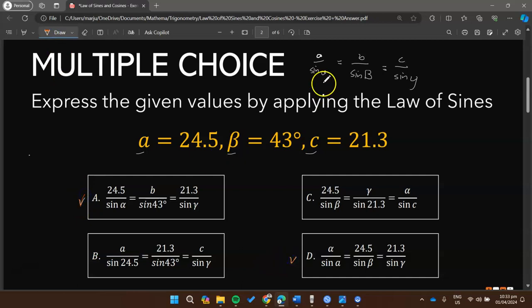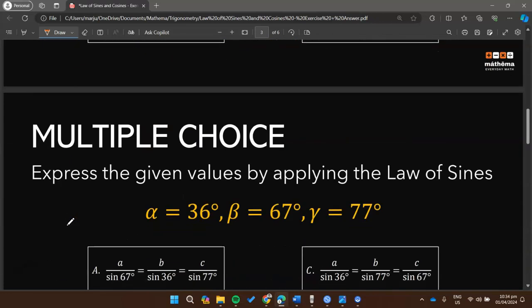Now let's continue. We have B over sine beta. So where is that? We know that the value of beta is 43. So basically, letter A is our answer, because in this example, beta is not expressed. Actually, we are given this value. So again, A will be our correct answer.